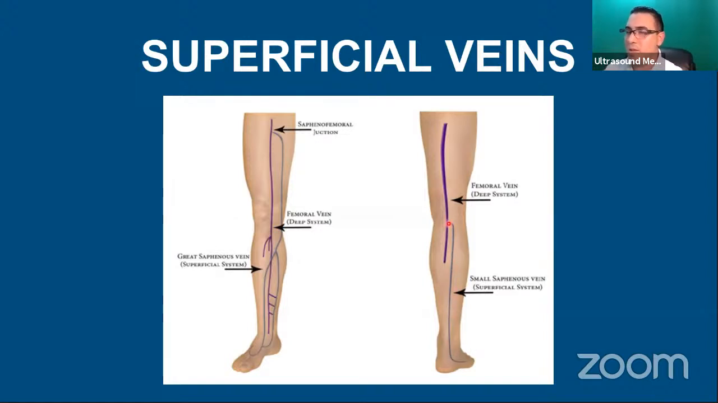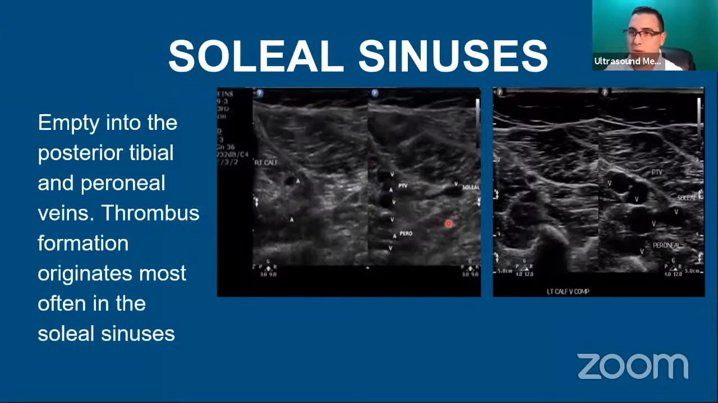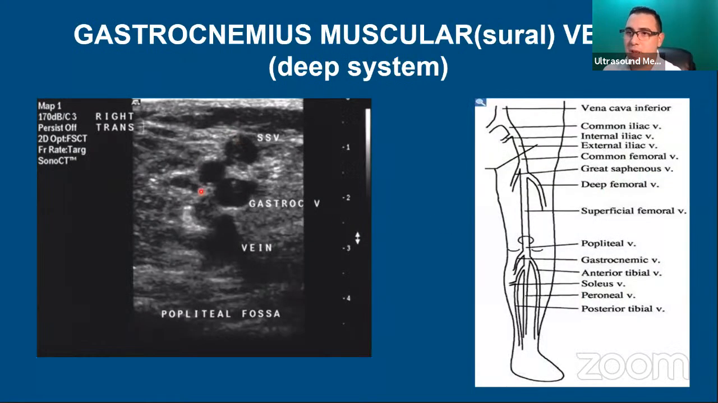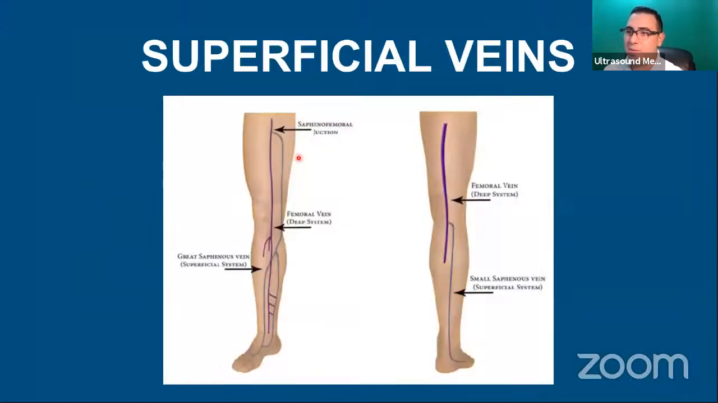Let's go back to this picture here. Let me show you something. This is the popliteal fossa area, and this is the small saphenous vein, so you're going to find it there. Meaning that if you keep scanning up, you're not going to see this one. This one runs more medially, while the small saphenous is going to run more laterally.